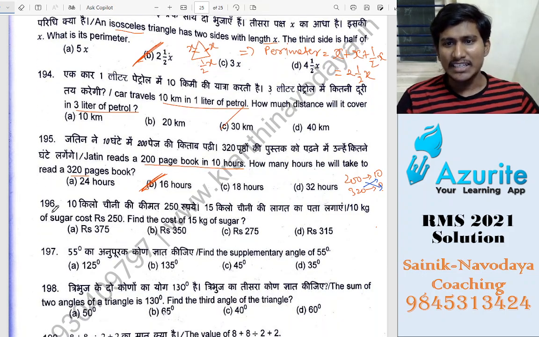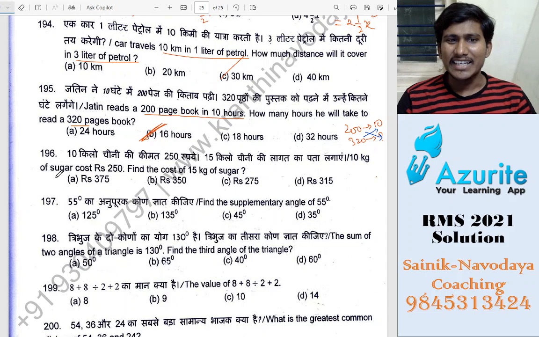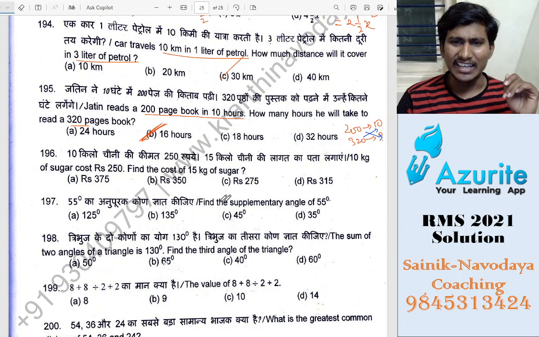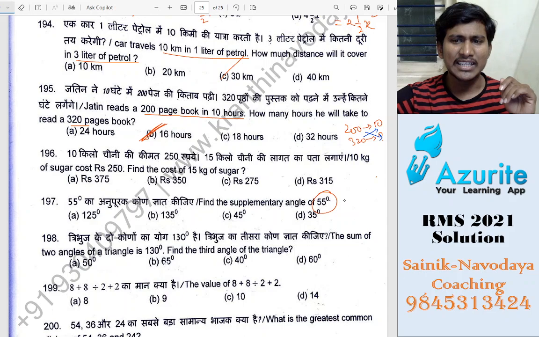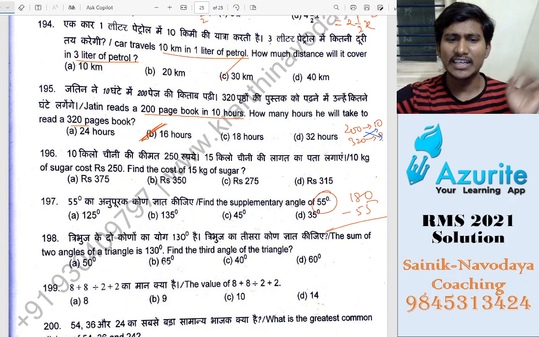So next is 196. 10 kg of sugar cost 250, cost of 15 kg, you do it, homework, easy. Supplementary of 55, supplementary means 180 will be the answer. So 180 minus 55 you do, you get the answer, homework.